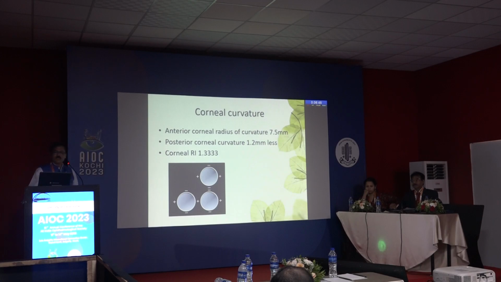On a normal eye, the anterior corneal radius is around 7.5 millimeters. And the posterior, which is estimated by most of the machines, is 1.2 millimeter. Based on this, the corneal refractive index, which is used for measuring, is 1.3333.